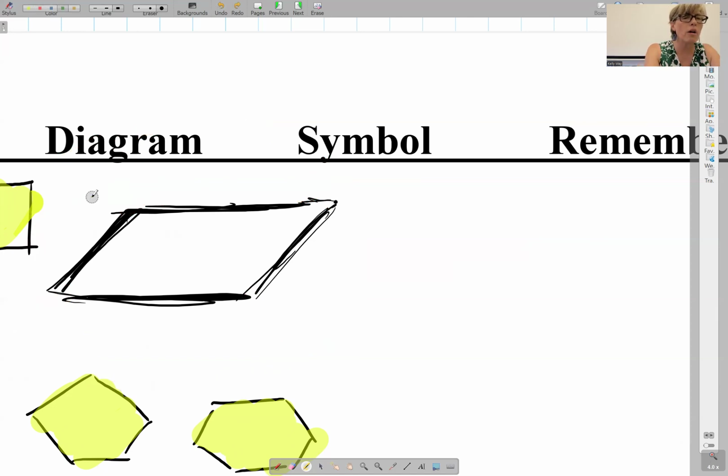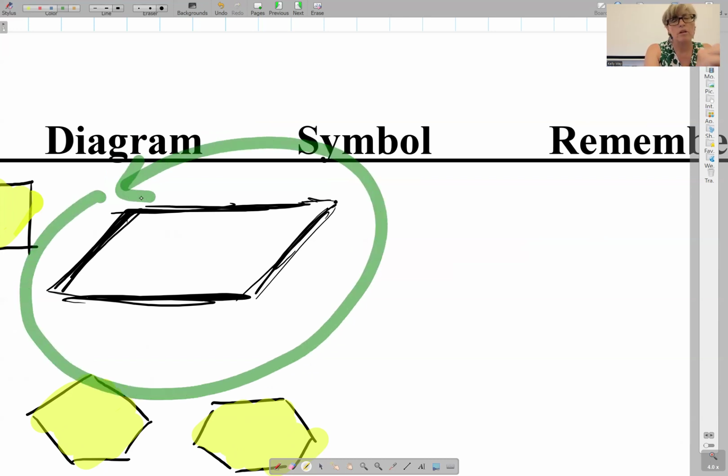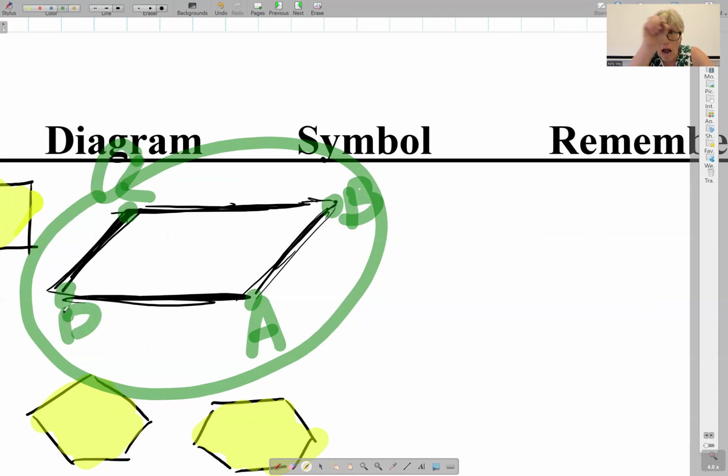Or I could go counterclockwise, which would be around this way. So just for giggles, I could put my A here. It doesn't matter where you start, but I can go around, B here, C here, and D here. Around, very important. You're going to get things wrong in the future if you don't remember this. You've got to go around the edges.